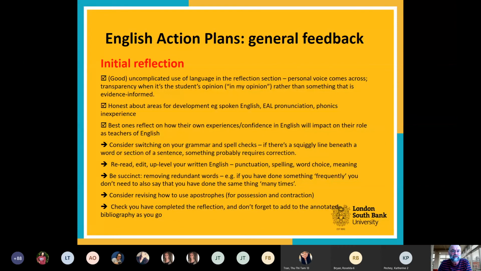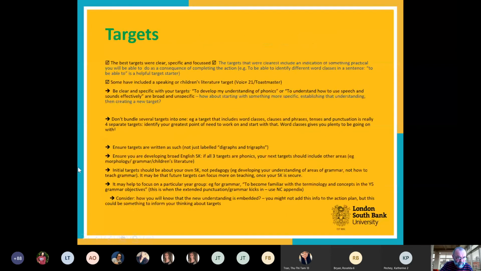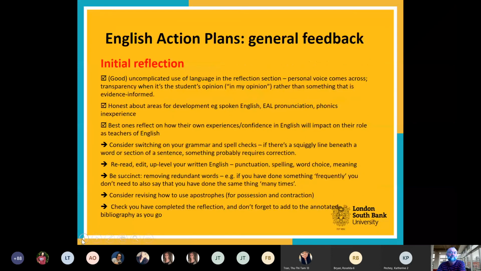Also the honesty about areas for development: spoken English, EAL pronunciation, phonics experience, etc. Honesty is obviously very important. The best ones reflect on how their own experiences and confidence in English will impact on their role as teachers of English. Great, very good.